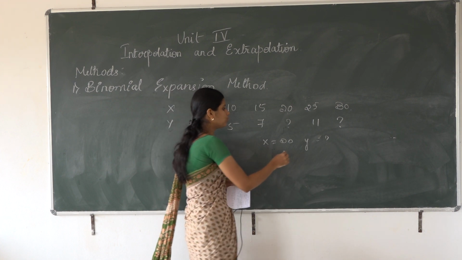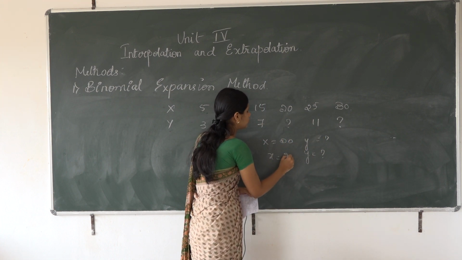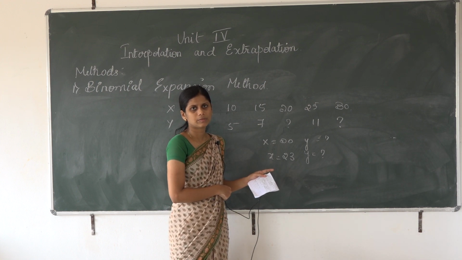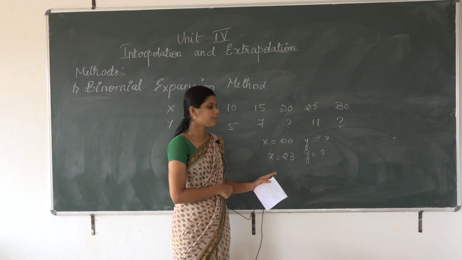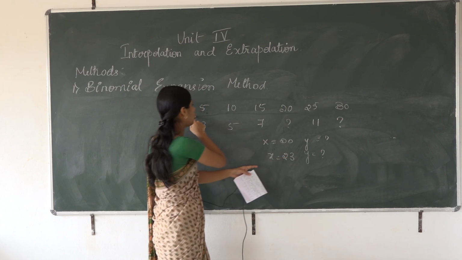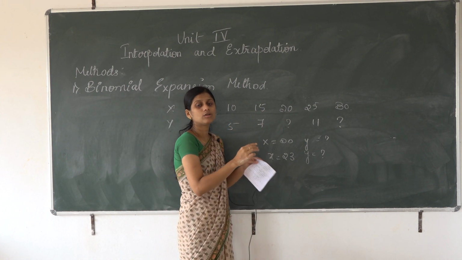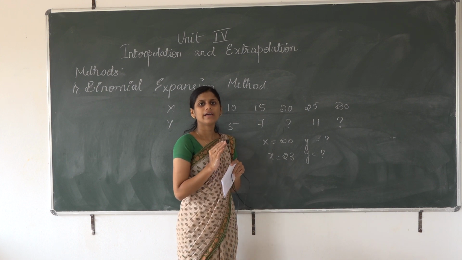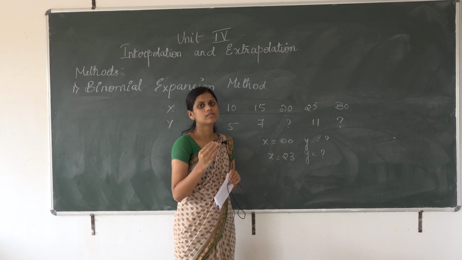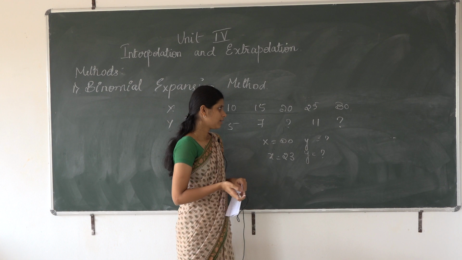Suppose you have to estimate the value of y when x is equal to 23. Can you interpolate with the help of the binomial expansion method? You can't interpolate this value, because 23 is not one of the values of x. It is not given in the values of x. So you can't interpolate the value of y when it is not one of the values of x. That is the second condition.